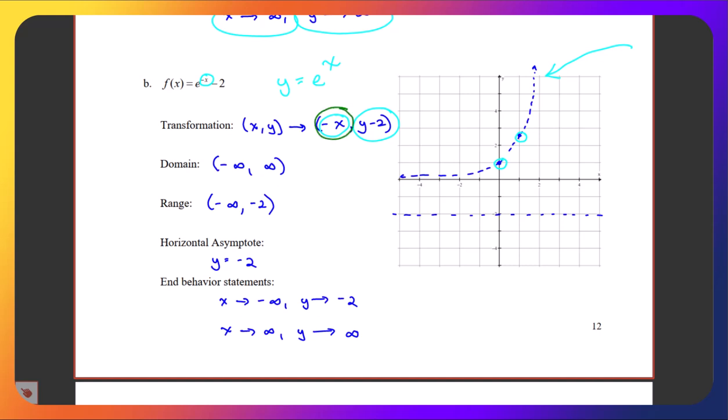That means the x values become their opposites. The x value here of 0 stays 0, but the x value here of positive 1 becomes negative 1. And so our graph will look something like this, with flipping the x values over the y-axis.